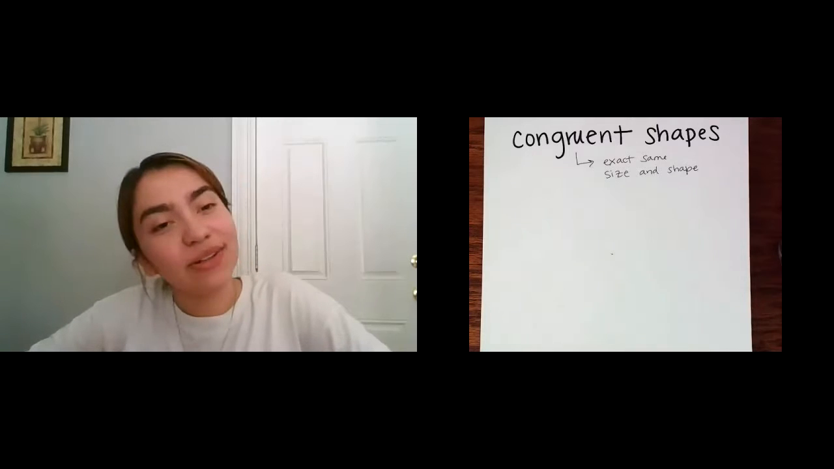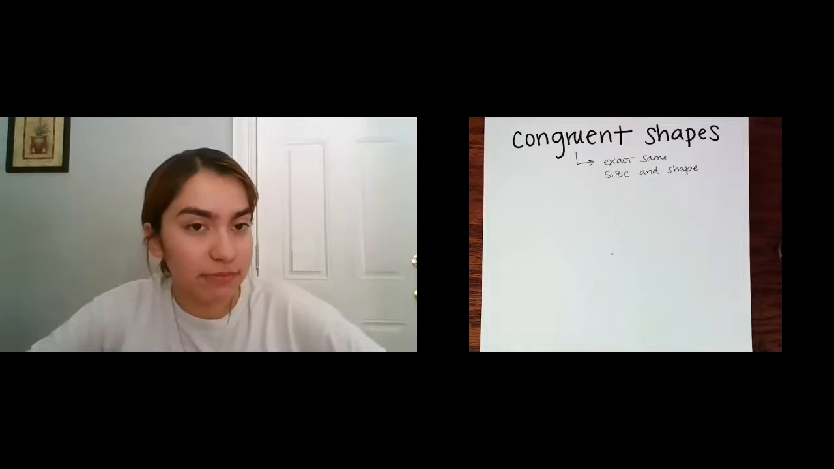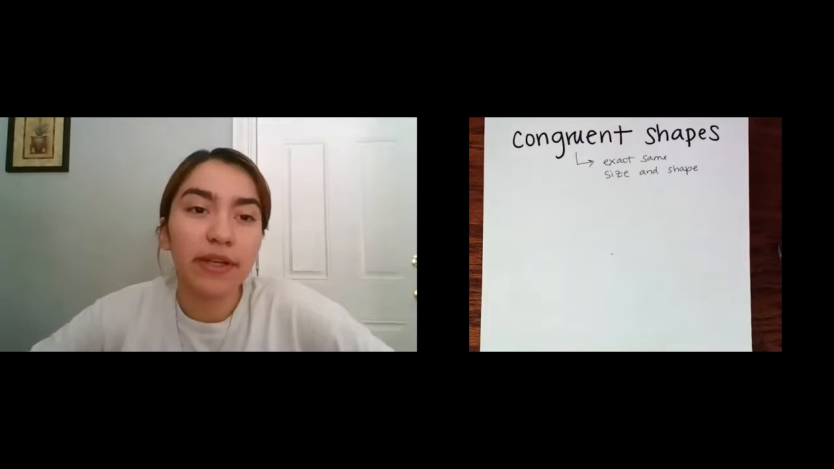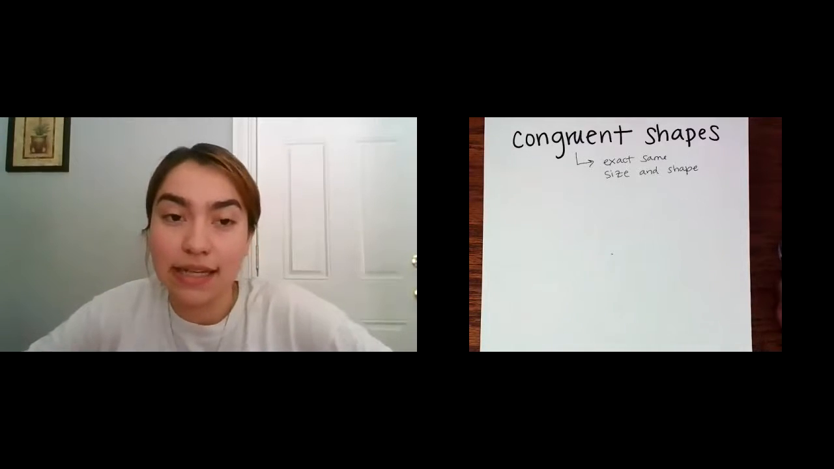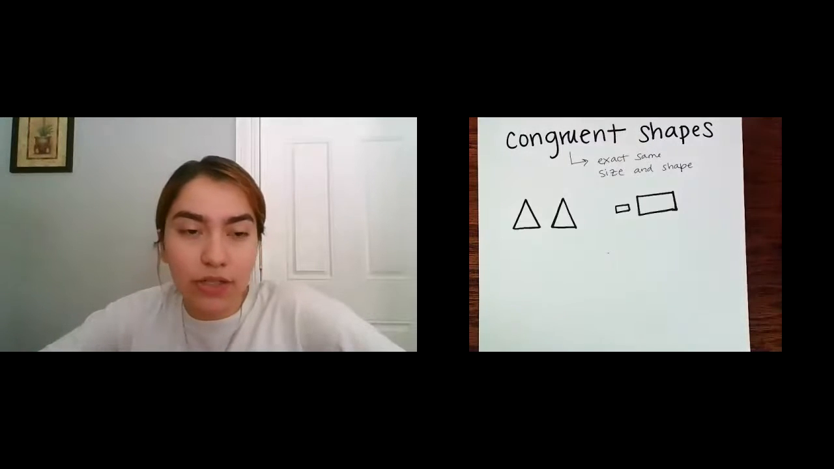So last but not least, in our building blocks of geometry, we're going to talk about congruent shapes. In order for shapes to be congruent shapes, they have to be the exact same size and shape. So now let's look at our two examples.